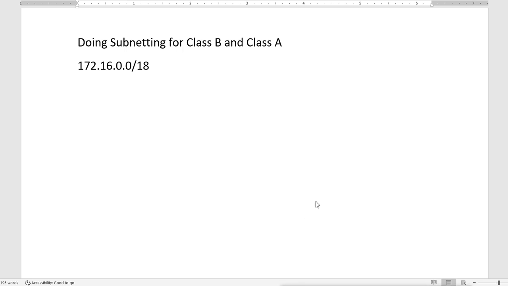Doing subnetting for class B and class A. Let's take one IP of class B. This is 172.16.0.0 and here it is /18. Now what is this /18? We call it the CIDR value. CIDR value indicates how many bits are enabled in the subnet mask.